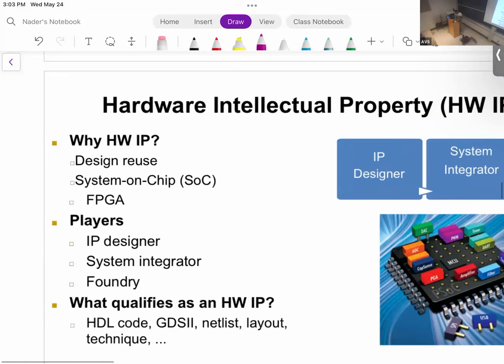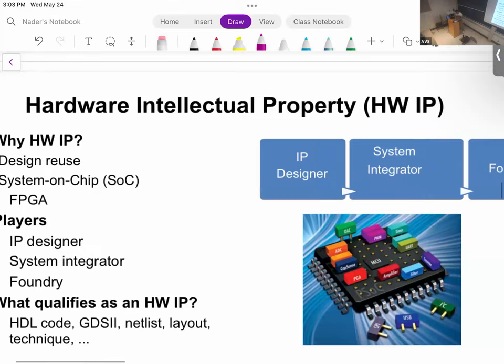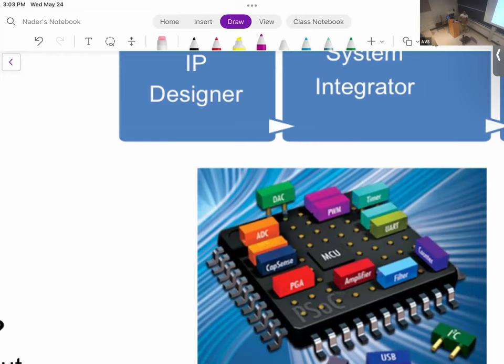So first of all, why hardware IPs? Why are IPs used in hardware design? Because you want to do system on chips, you want to do design reuse, right? So usually, as I said, in complex systems such as a cell phone or a laptop, you have many different ICs, okay? And it's very costly and complex if all these ICs are just one monolithic IC, so you usually split it into various different things.